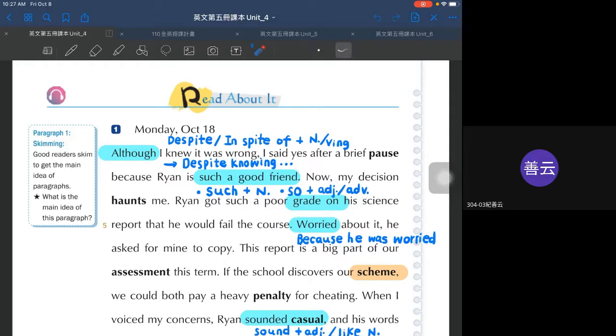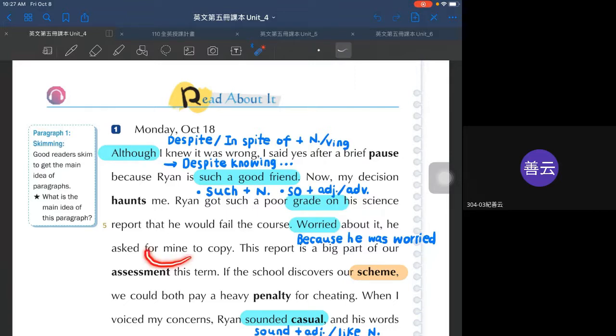And then because we had the same subject, right? He and he. And then we can omit the word because here. So that's why I made this one into worried. You can also say being worried about, but mostly we don't use the word being here. So you simply say worried about it. He asked for mine to copy.